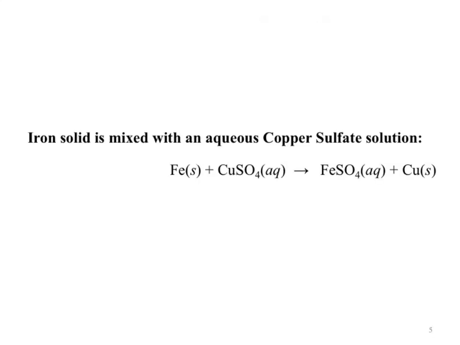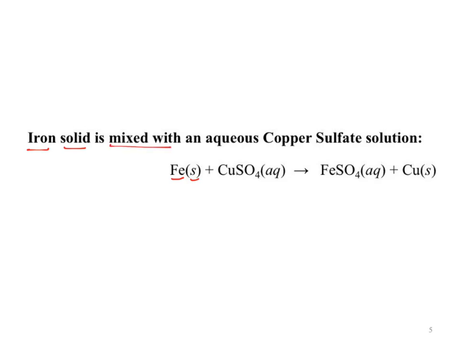New problem. Iron solid is mixed with aqueous copper sulfate solution. I guess I was a bit overzealous here and actually gave you the full equation. So we go through and evaluate. We've got our iron solid. So iron gives us the symbol Fe. Solid gives us our S.